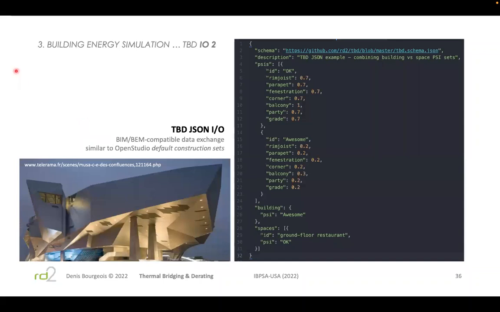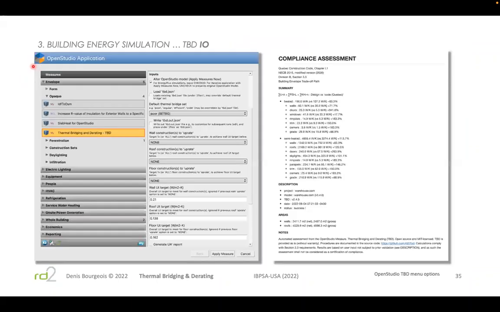It is not necessary to go through the input file or have this. This is really done for customization. You can instead just pick from a series of default thermal bridge sets. You have the Quebec Energy Code reference and unmitigated values. Those are set in the code.